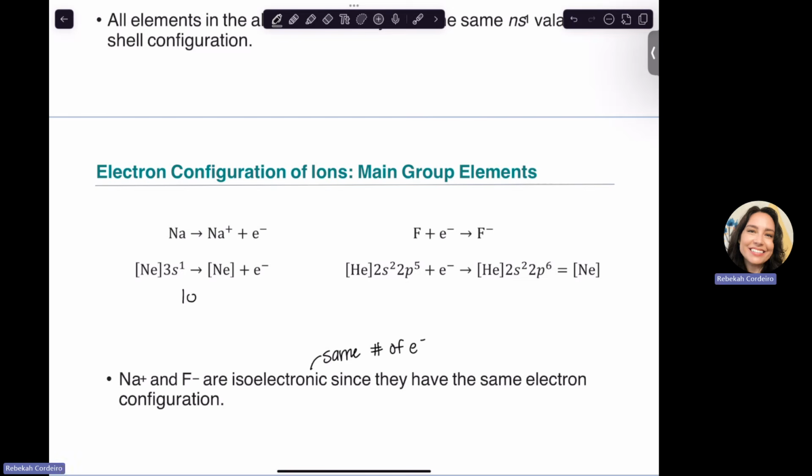They both look like neon. So they are isoelectronic. It's not isoelectronic if it's the same number of valence electrons. I'm talking about total electrons, not valence. So think about if I have to remove electrons, if I have to add electrons.